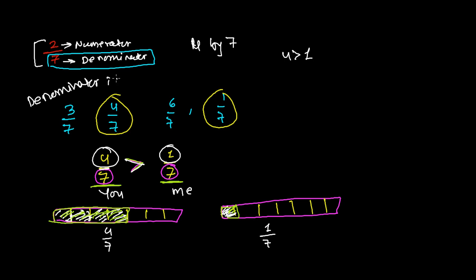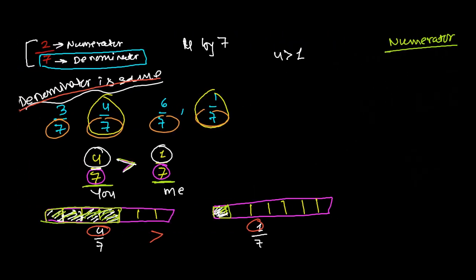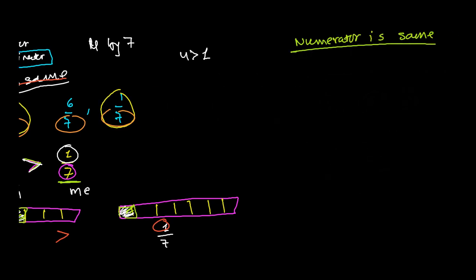Denominator is same. What about when numerator is same? When numerator is same, to differentiate whether a fraction is bigger or smaller than another fraction, we have an almost opposite concept to when the denominator is same.